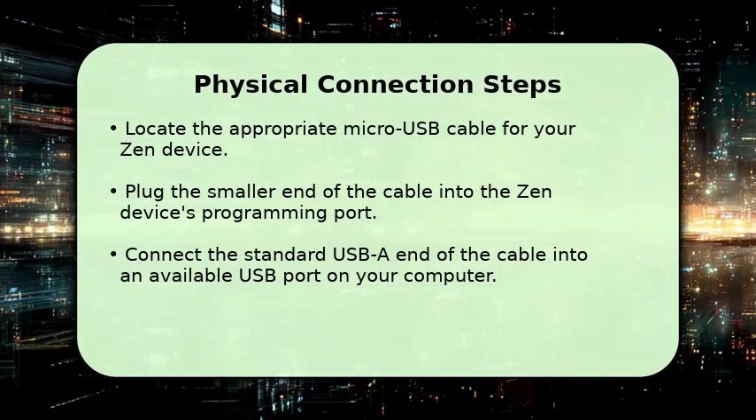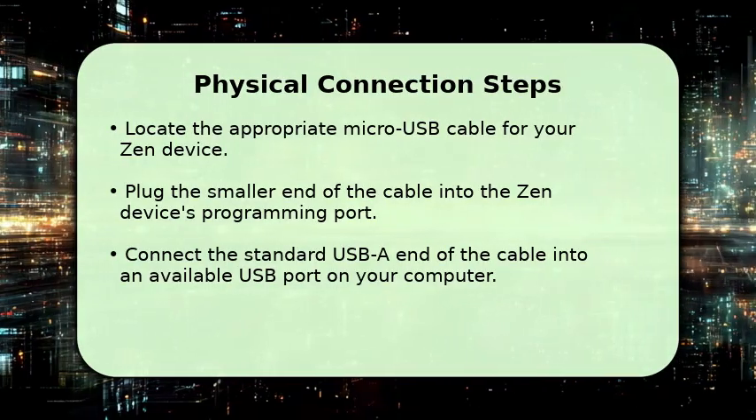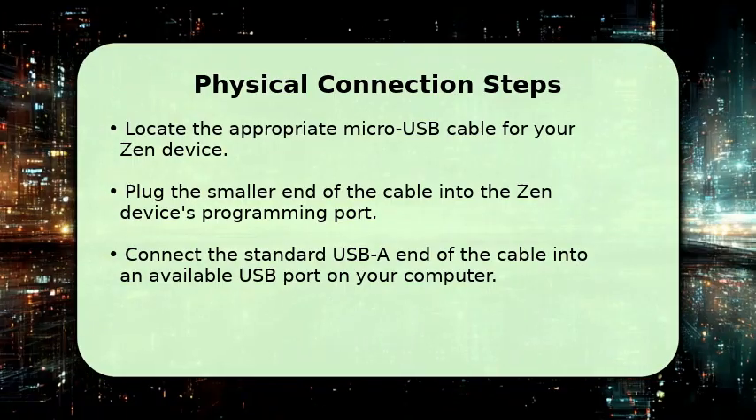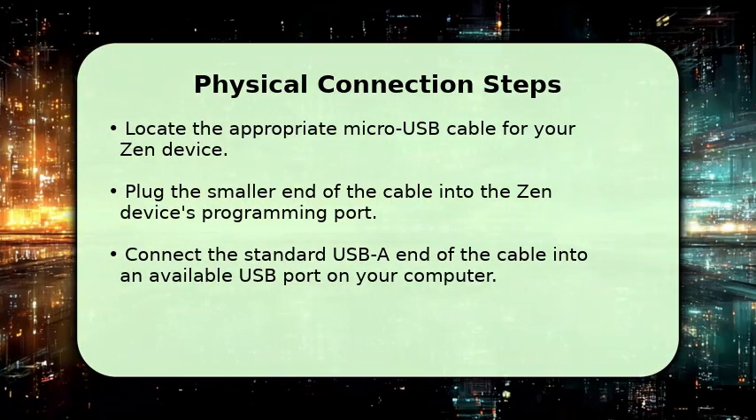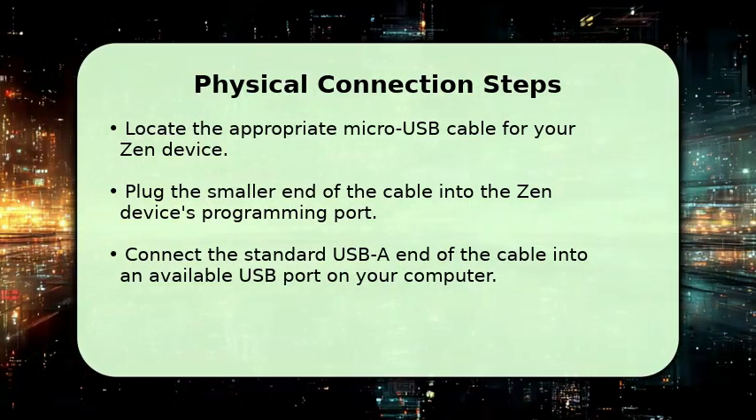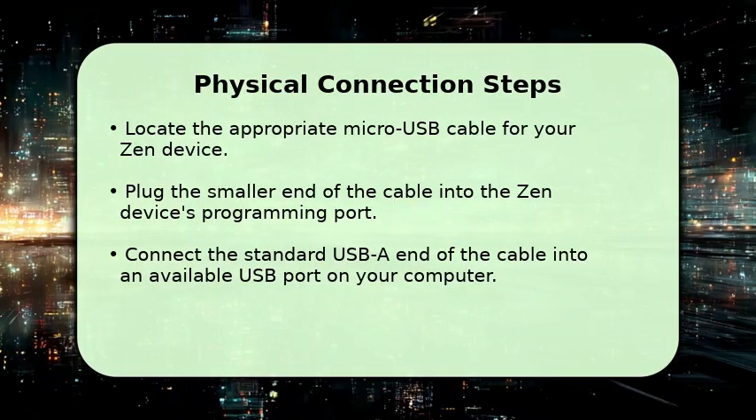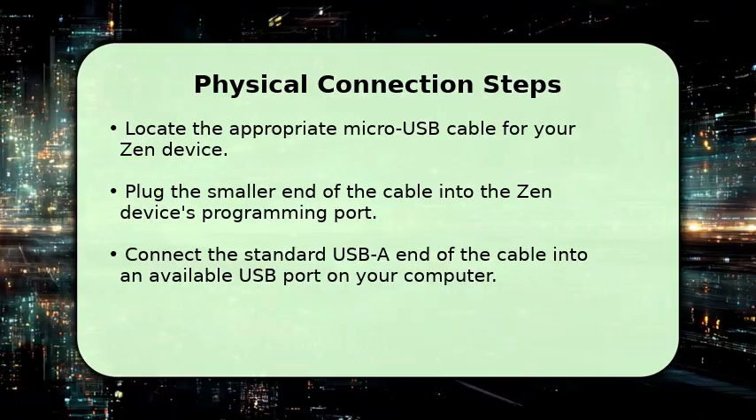Next, we will make the physical connection between your Zen device and your computer. Take your micro USB cable and insert the smaller end into the prog port on your Zen, which is typically found on the side. Then, carefully plug the larger USB end of the cable into an open USB port on your computer. Ensure both connections are secure and fully seated for proper data transfer.